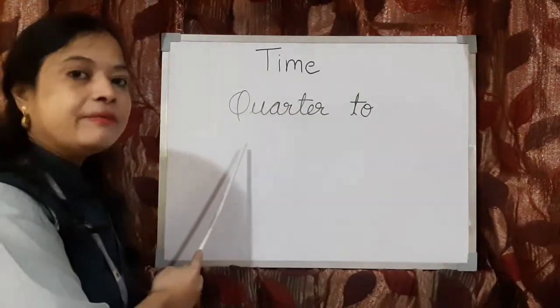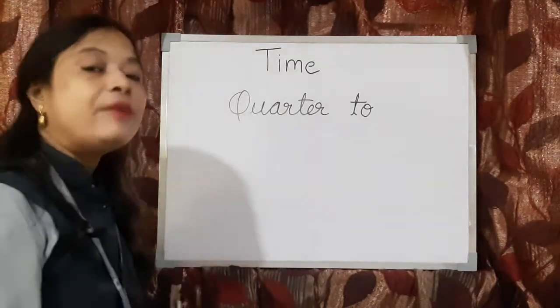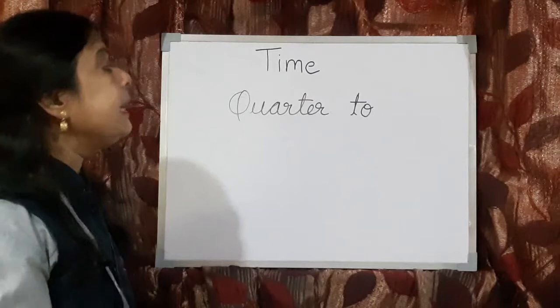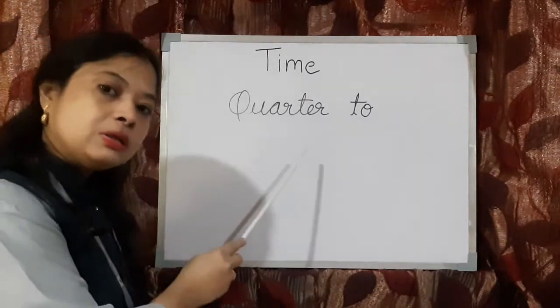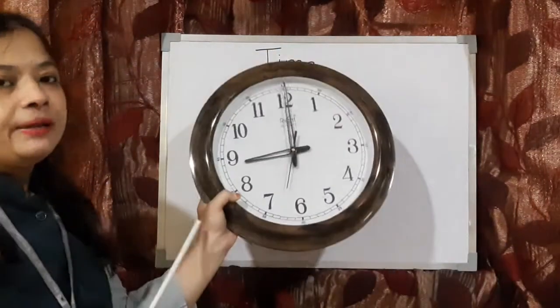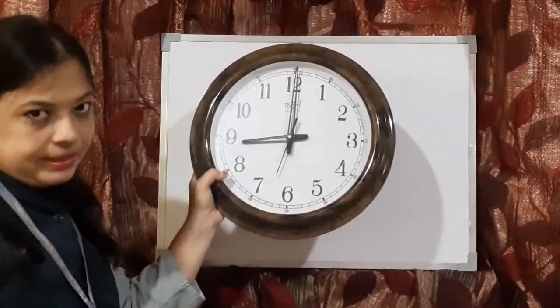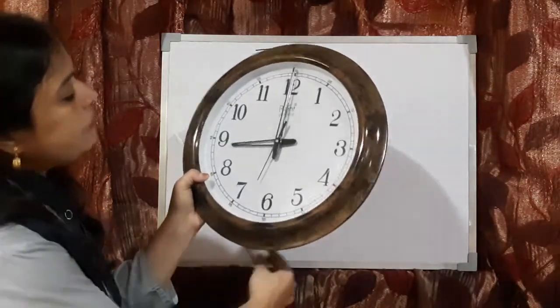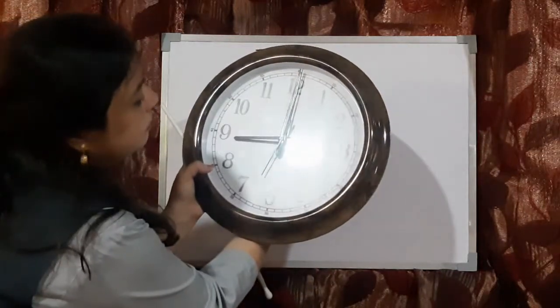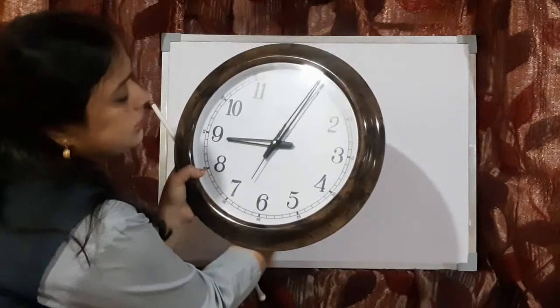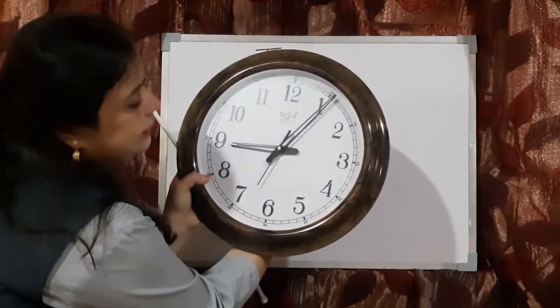Children, now what is given here? Quarter to. So we had learned half past, we had learned quarter past, and now we come to quarter to. Now everybody pay attention over here. See, what is the timing given here? 9 o'clock, right? Now if the big hand moves slowly forward, when it moves like this.